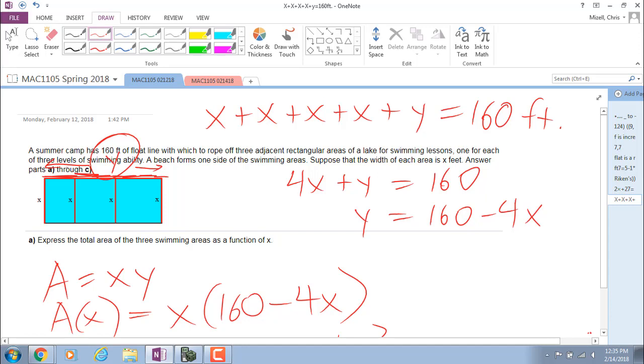Are the displays not on? Let's try that again. How about that? Better. Sorry.